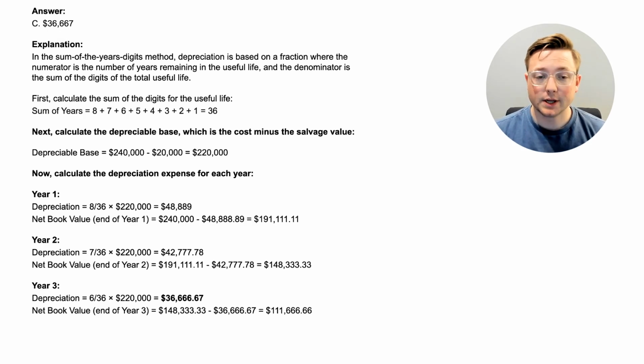All right, here we are. The answer is C, $36,667 is the amount of depreciation you're going to take in year 3 using the sum of the years digits method. Let's walk through this.